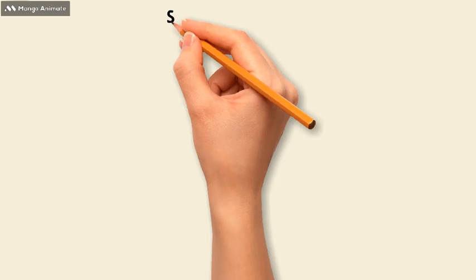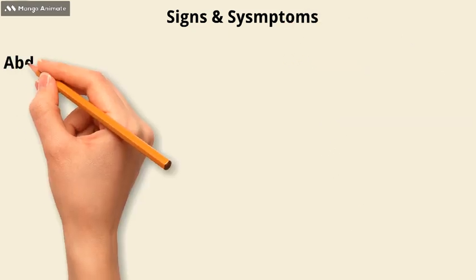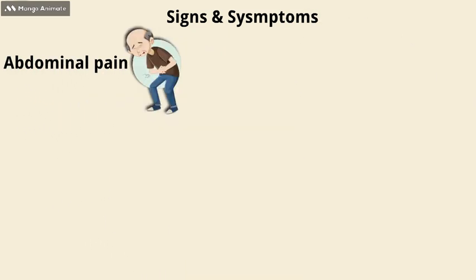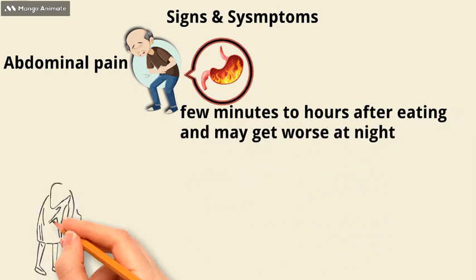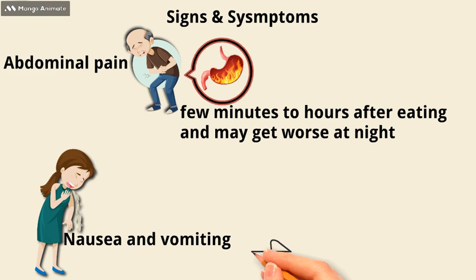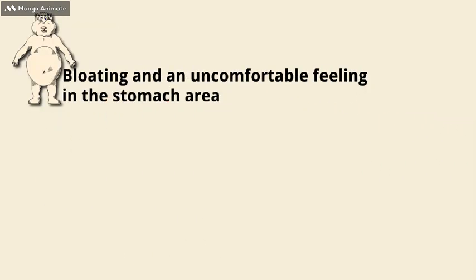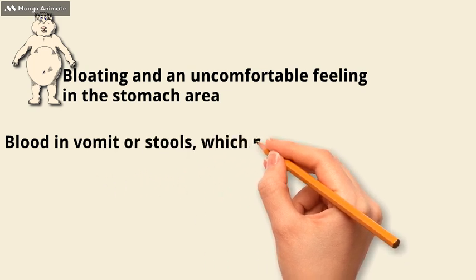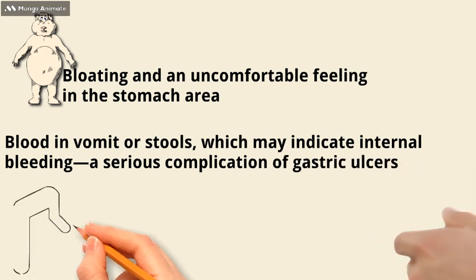Gastric ulcers can cause a range of symptoms, some of which can be quite severe. Common signs to watch for include abdominal pain, often described as a burning sensation. This pain can occur anywhere from a few minutes to hours after eating and may get worse at night. Nausea and vomiting, sometimes accompanied by a feeling of fullness or indigestion. Bloating and an uncomfortable feeling in the stomach area. Blood in vomit or stools, which may indicate internal bleeding, a serious complication of gastric ulcers.